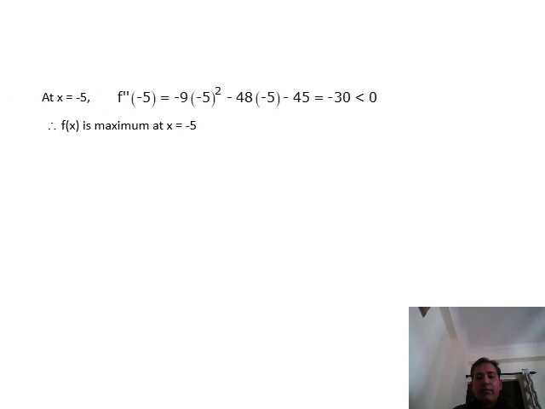at x equal to minus 5. f double dash minus 5 will be minus 30, which is again less than 0. Therefore, f x is maximum at x equal to minus 5. f minus 5 is 295 upon 4.